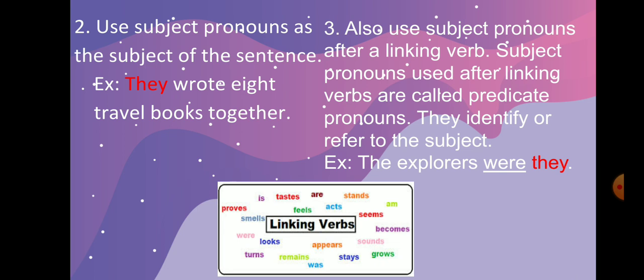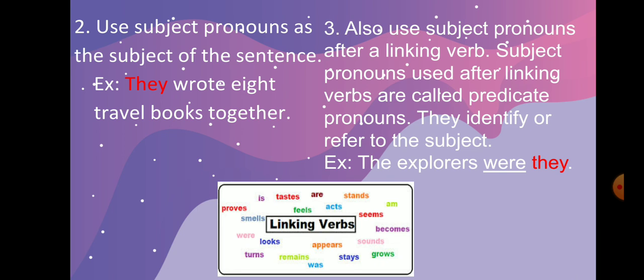Another rule is that we're going to use subject pronouns as the subject of the sentence. Remember that a sentence has two parts, subject and predicate, okay? So subject pronouns are going to be in the subject part of the sentence. Look at the example. They wrote 8 travel books together. They is the subject. Wrote 8 travel books together is the predicate of the sentence. So subject pronouns are going to be in the subject part of the sentence.